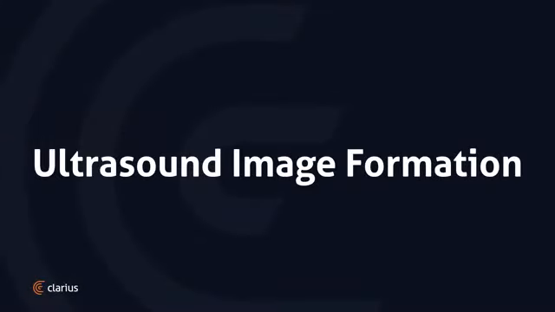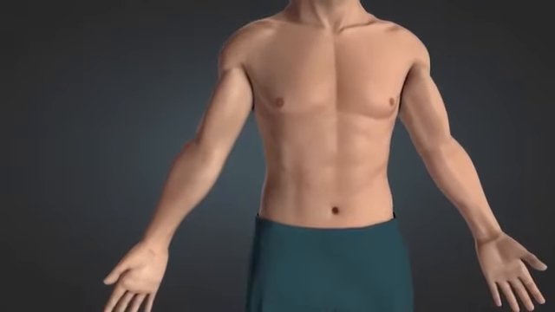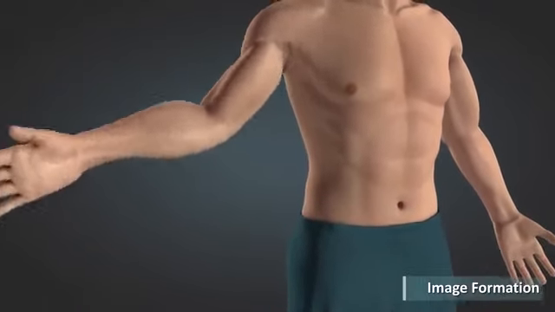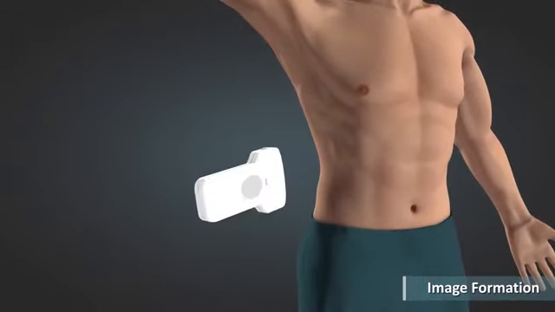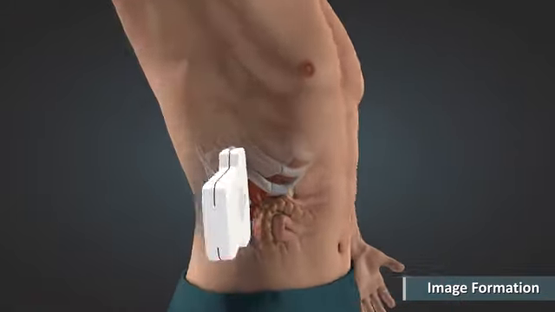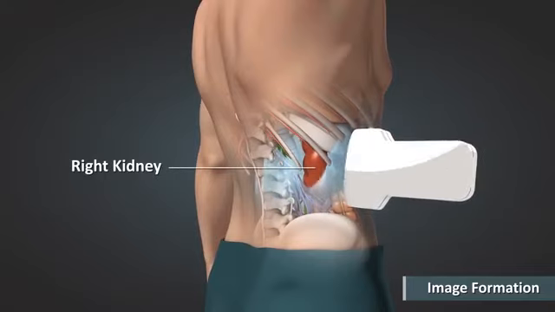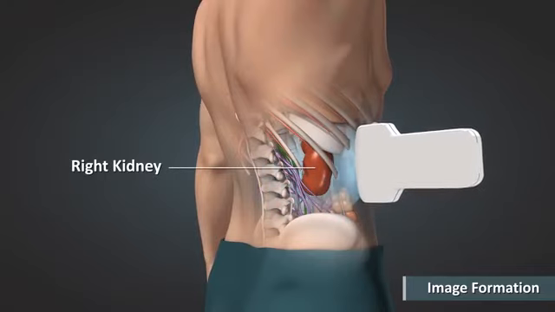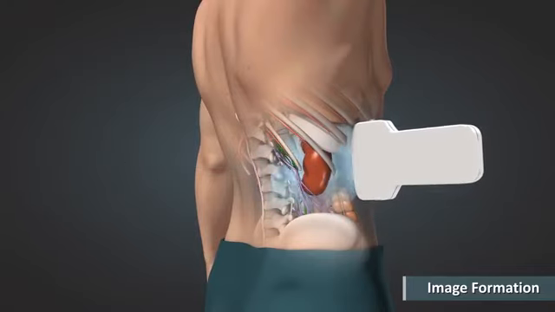An ultrasound image is a cross-section inside the patient that is formed line by line in front of the transducer. Here, we see how a typical image of the right kidney would appear on screen as the user positions the transducer at different angles.